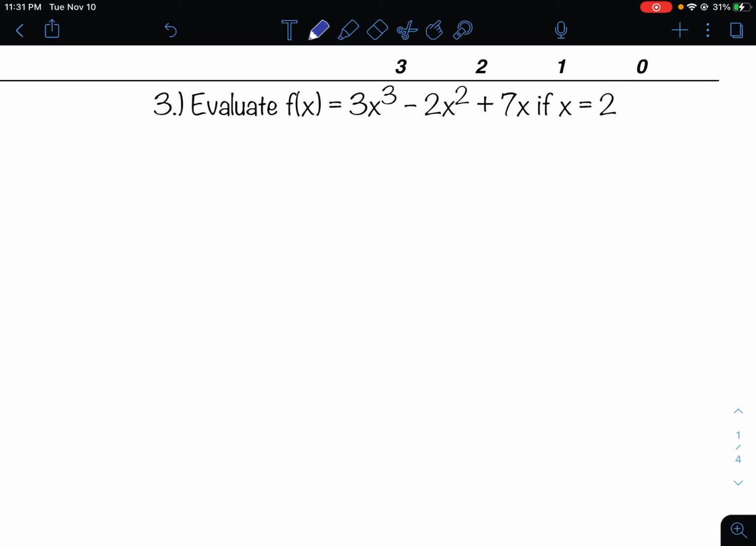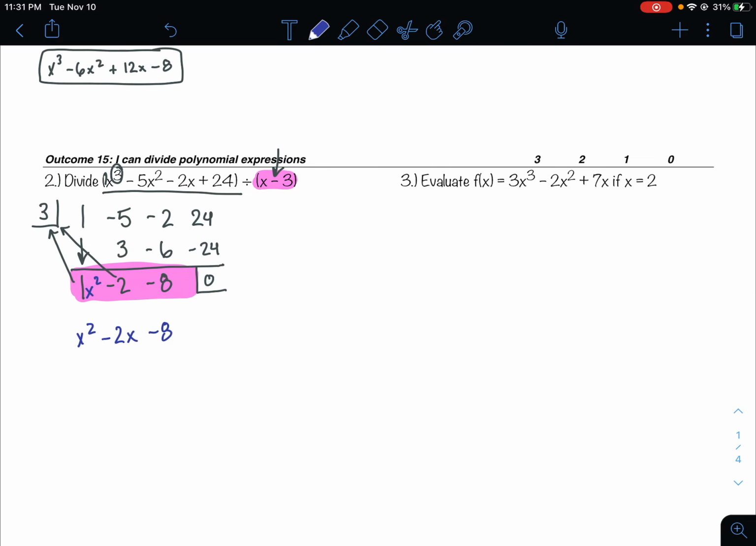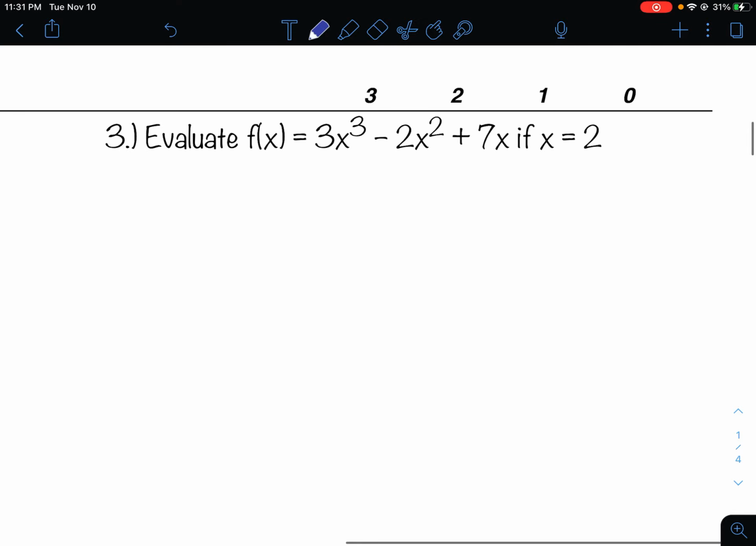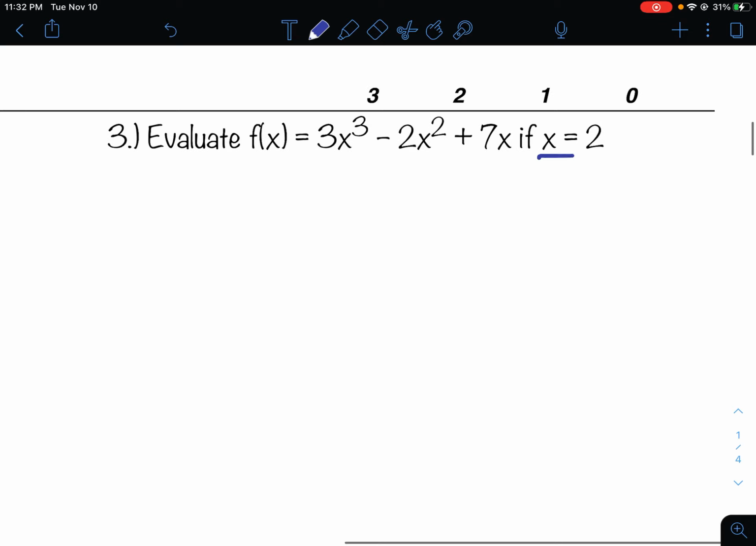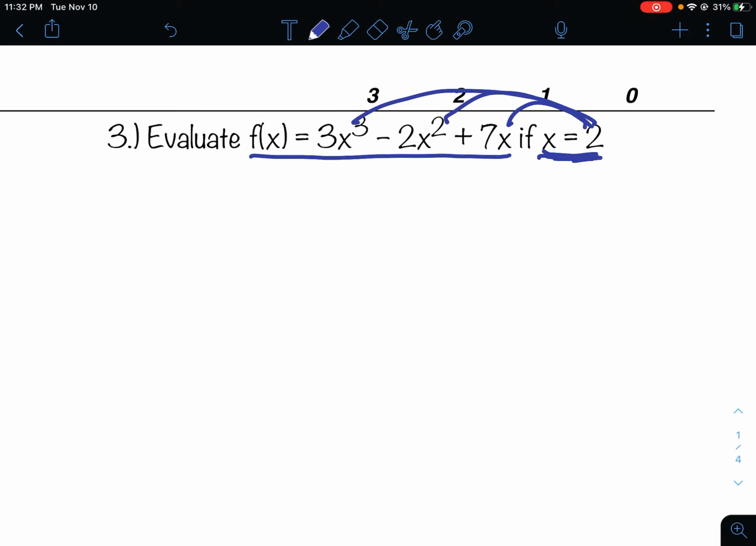The other type of synthetic division you're going to have to do is to evaluate. Now this incorporates a unique rule in math called the remainder theorem. Typically, if you were given a function like this, and I told you that x equals 2, you would simply substitute 2 in for all the x's, and you certainly can still do that. But what might be easier and quicker is to use synthetic division. Since we know that x equals 2, we can just place 2 in the corner and run it through synthetic division.